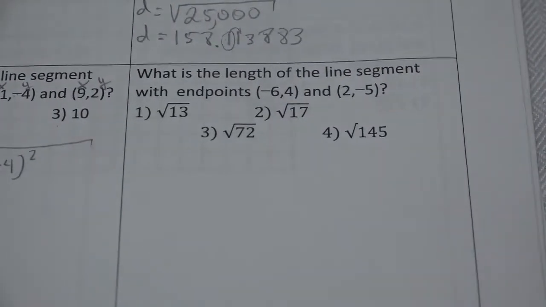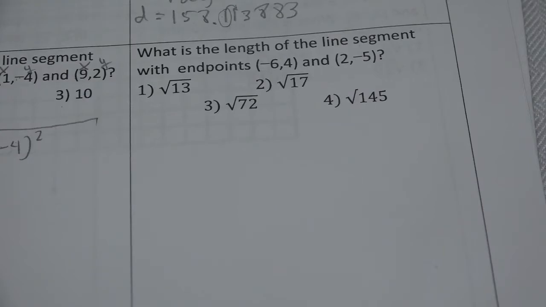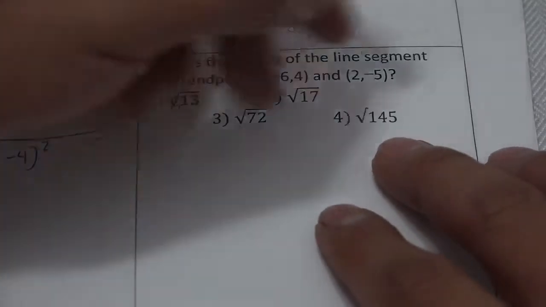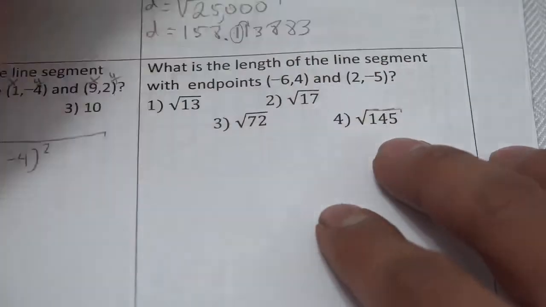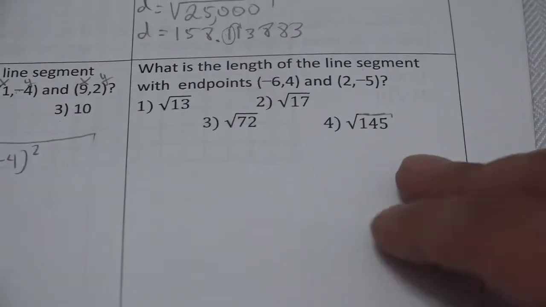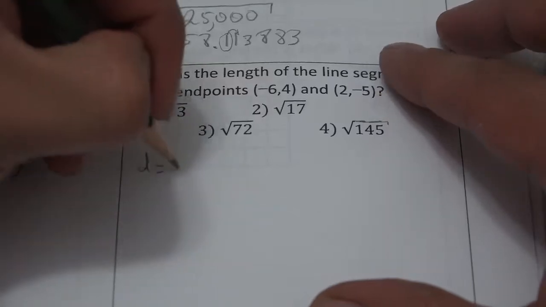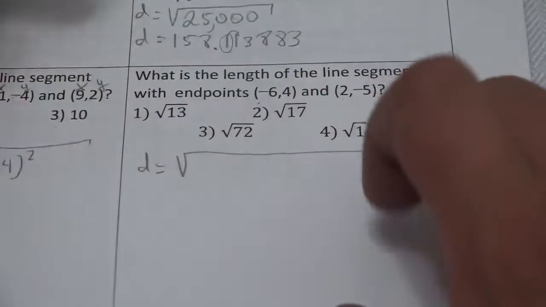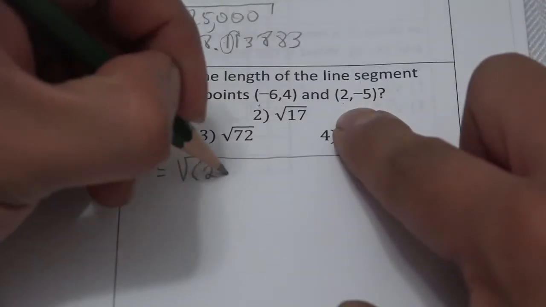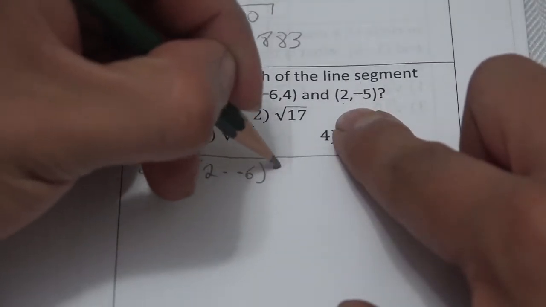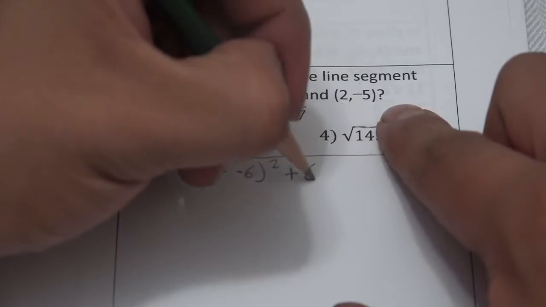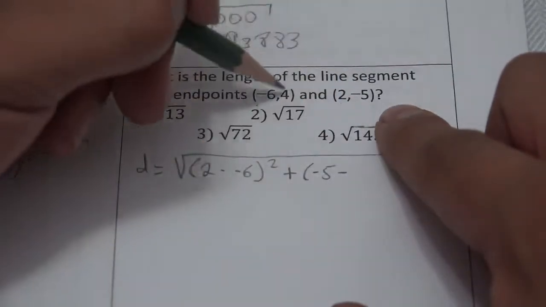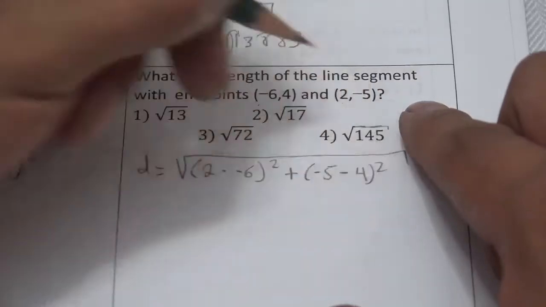All right. What is the length of the segment with endpoints? And look at your choices right here. They're all radicals. So let's do it then. We already agreed that ones and twos, right? So x2 minus x1 squared plus y2 minus y1 squared.